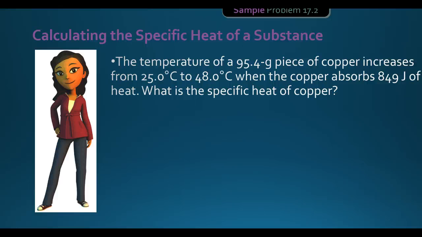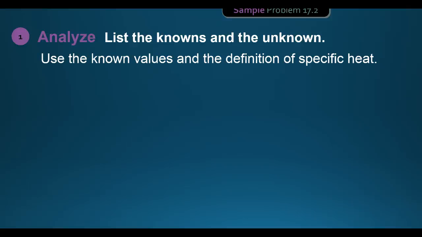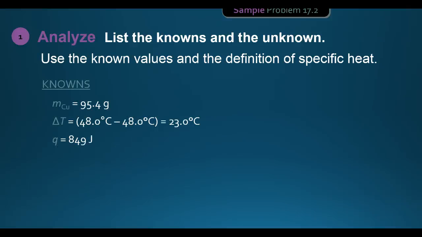Alright, so the first thing that we have to do, and this is the way I want you to write it down into your chill and when you're doing any kind of problems. First you have to analyze, list the knowns and the unknown. Alright, so your knowns, you have the mass of copper. Now this is the way we usually do notations here. So mass and then subscript, put the symbol for the element copper is equal to 95.4 grams. The change in temperature, and let's calculate that.